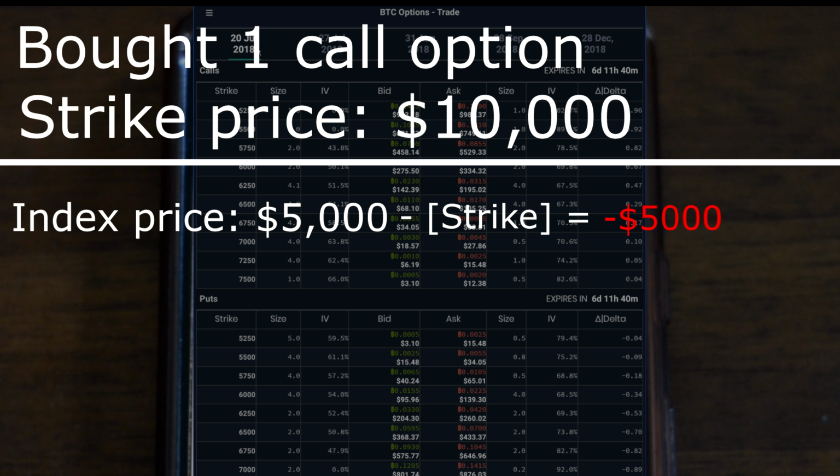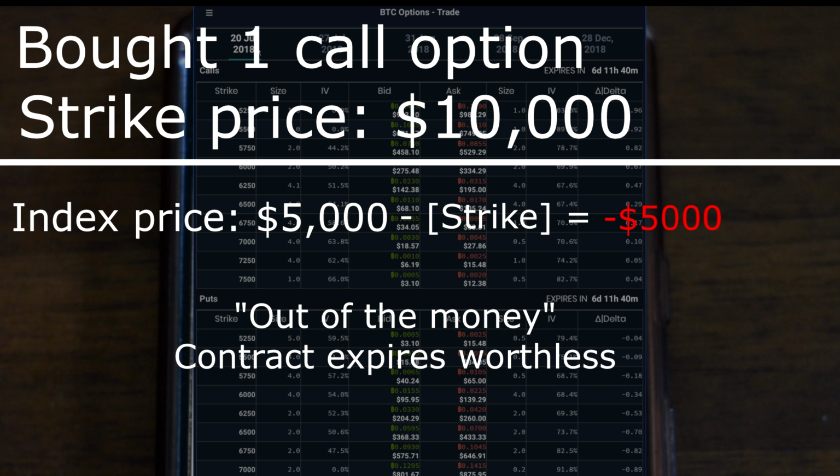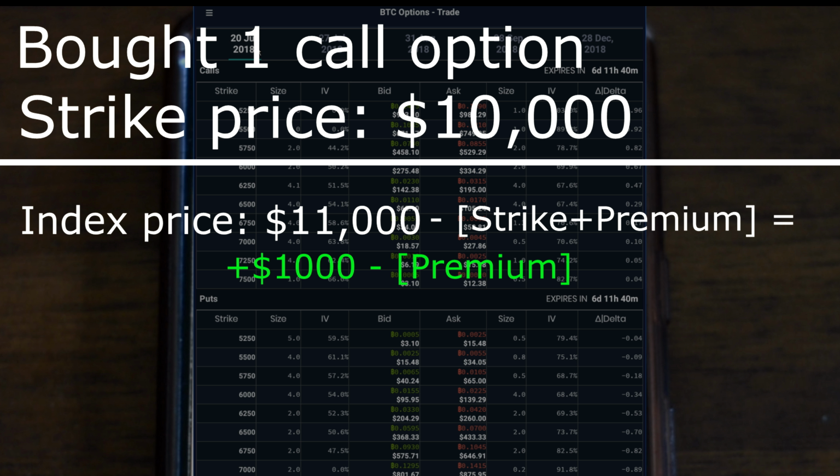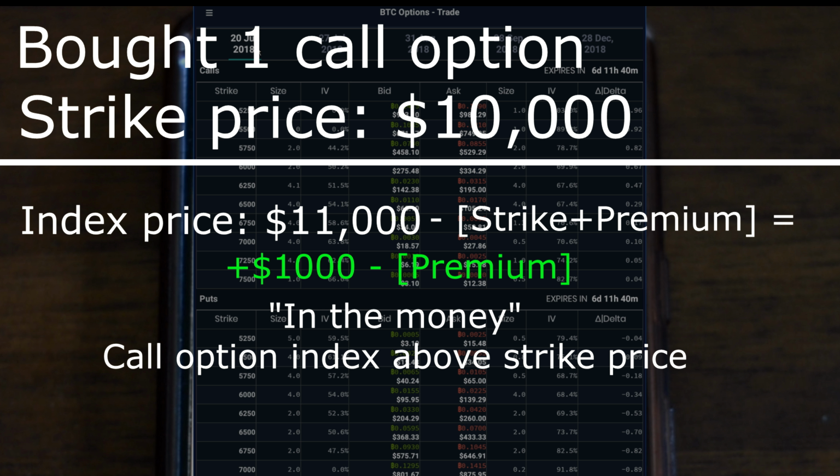So if the Bitcoin price is lower than the strike price, the option is out of the money or worthless. If the Bitcoin price is higher than the strike price plus the premium, then the option is in the money and you're gaining a profit.